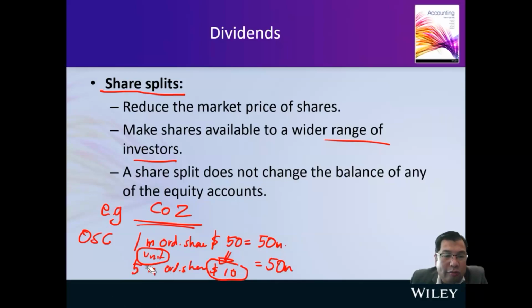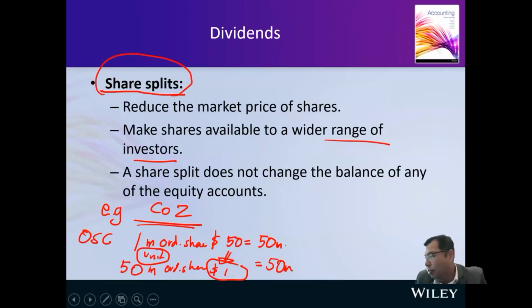Or if you want to split more, you can have $1 per share, and the number of shares is 50 million. So this is what we call share split. Share split reduces the market price of the share, but it increases the number of ordinary shares.